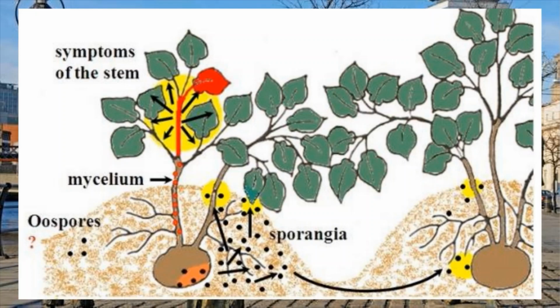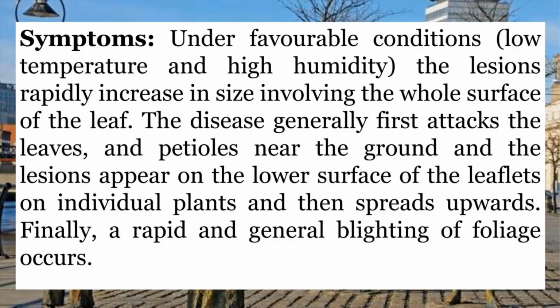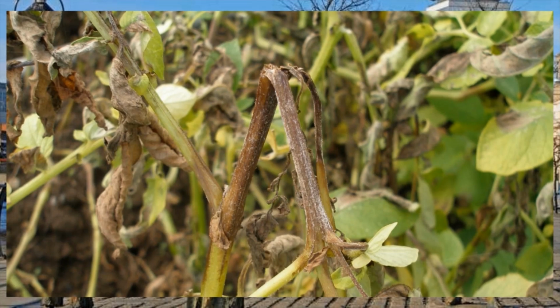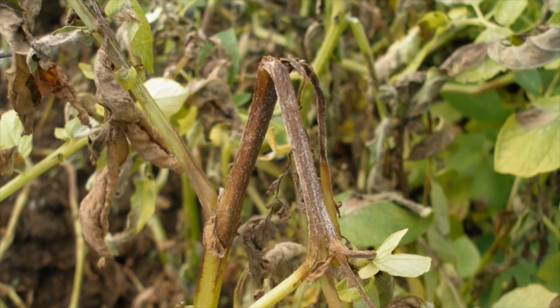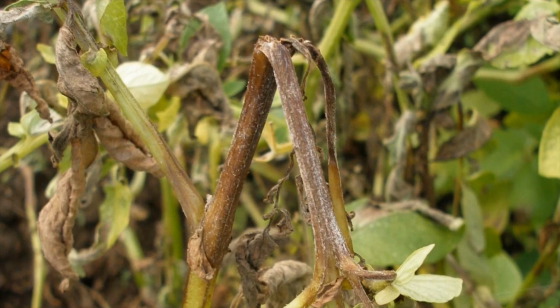During unfavorable conditions, the lesions rapidly increase in size, involving the whole surface of the leaf. The disease generally first attacks the leaves and petioles near the ground, and the lesions appear on the lower surface of leaflets. The infection then spreads upwards. Finally, a rapid general blight of foliage occurs. You can see the infected plant completely destroyed, deteriorated.